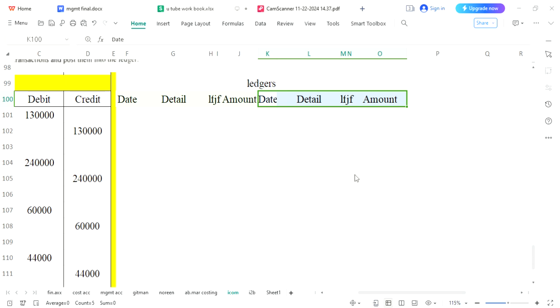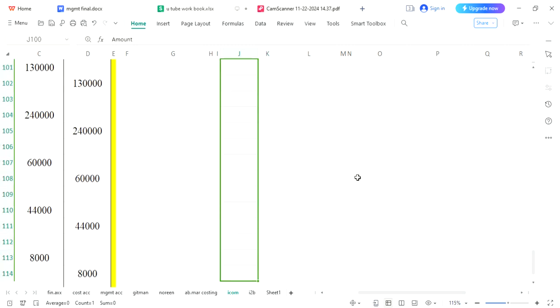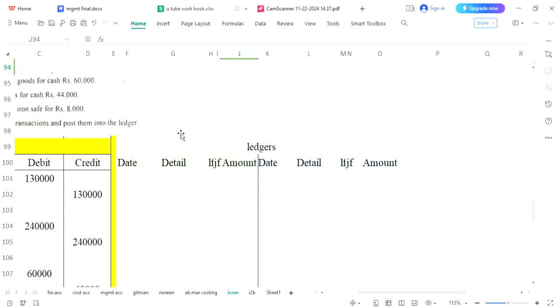Okay guys, and here we are going to put lines. Most important part of general ledger is to put the lines. If you know how to put the lines, that would be very easy for you. So now we can start our question.